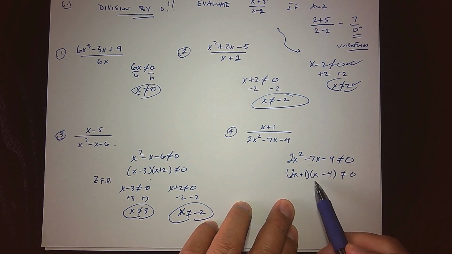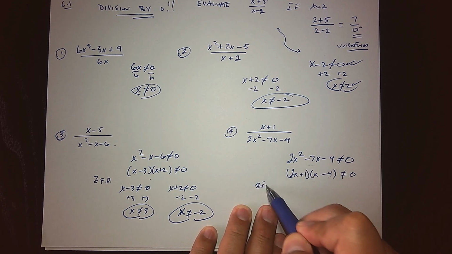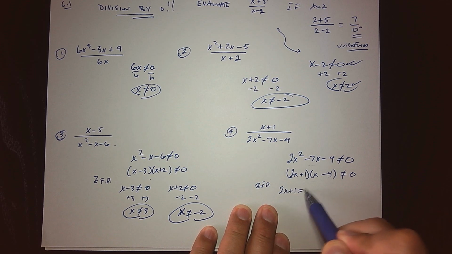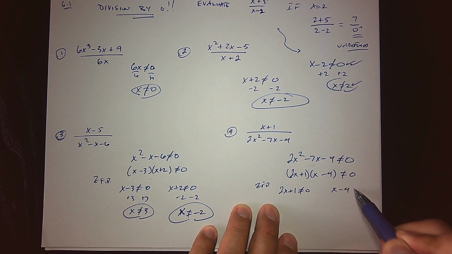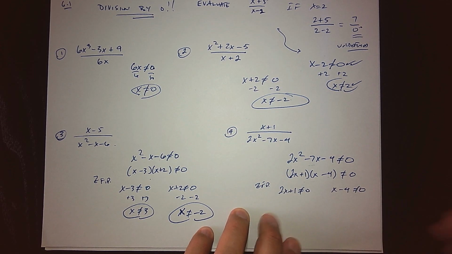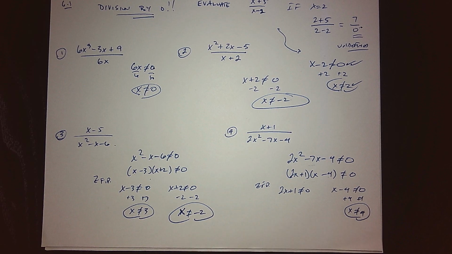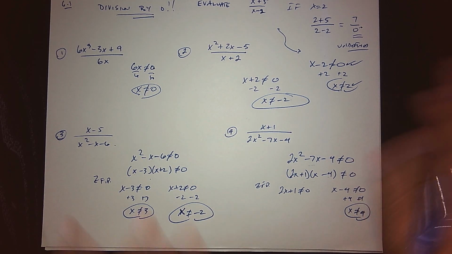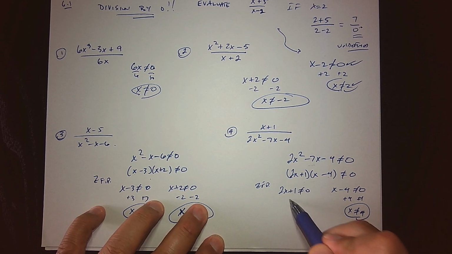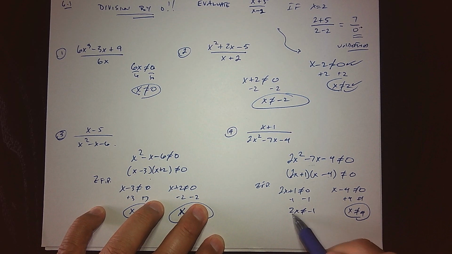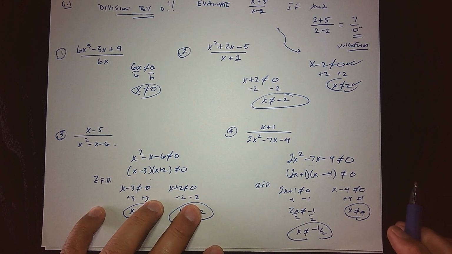So there's my factorization. The zero factor property now says that maybe this is the factor that's not equal to 0, or maybe that one is not equal to 0. Let's start here, that's a little easier. One of the values we're trying to avoid is x cannot be 4. That's a value we have to throw out. So we can be anything we want but 4. Over here, if we subtract 1, we get that 2x is not equal to -1. Divide by 2, and there's our other situation.